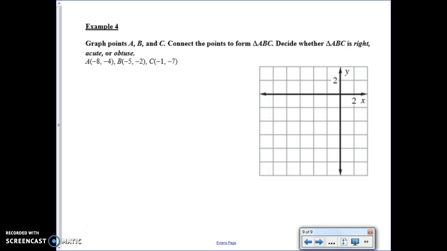Okay, so then this one says, graph points A, B, and C. Connect the points to form triangle ABC. Decide whether triangle ABC is right, acute, or obtuse. So first let's plot these, and you'll notice our scale is going by 2, so make sure that you're counting by 2. So I go left 8, down 4, and that's point A. And I go left 5, down 2. That's point B. Then I go left 1, down 7. And there's point C. And connect those points.